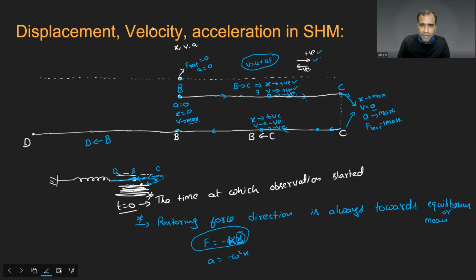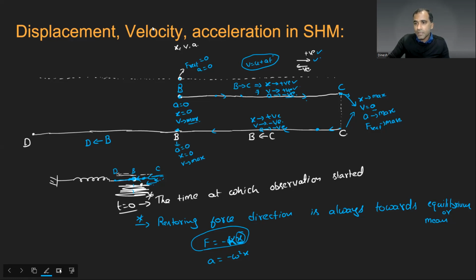What is the analysis at B? Can anyone tell me what is the analysis at B? At B, what do you observe? What all things can you say about the position B? B is the same as the equilibrium position. At equilibrium position, net force is definitely equal to 0. Restoring force is 0. Very good. The acceleration is 0. So displacement is obviously 0. We have written 0. Velocity? Velocity is maximum.